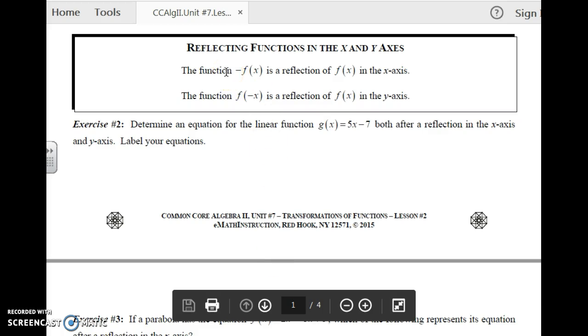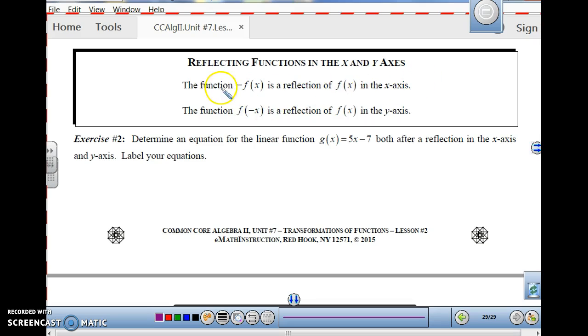So, in general, reflecting functions in the x and y axes. The function negative f of x, basically you're negating the y, is a reflection in the x-axis. The function f of negative x is a reflection of f of x in the y-axis because you're negating the x. Alright, so this works for any type of equation.